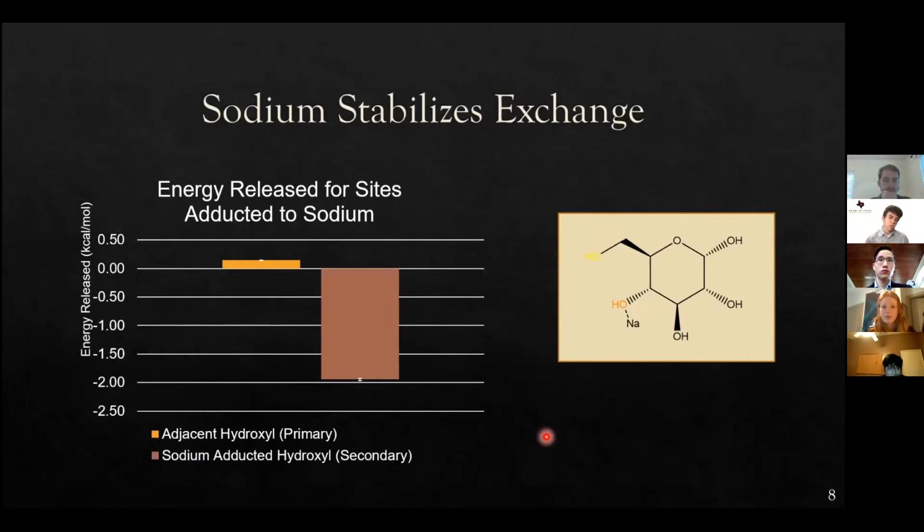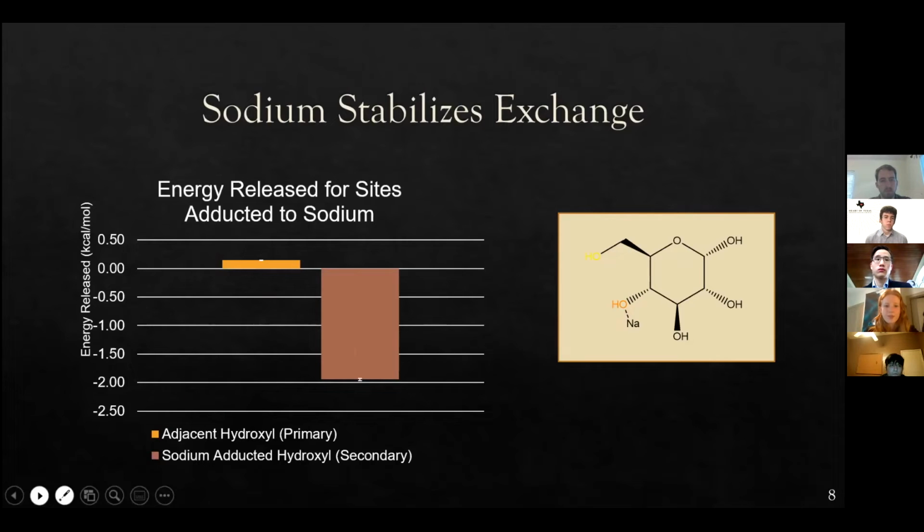The next thing we wanted to do was to explore the effect of a sodium adduct. This image demonstrates that we have this sodium adduct on this secondary hydroxyl here on our model sugar, beta glucose. We saw that this secondary hydroxyl was a much more exothermic exchange as compared to this primary hydroxyl. In fact, this primary hydroxyl actually shows endothermic exchange, so it's taking up energy in order to get this primary hydroxyl to exchange when its neighboring hydroxyl is adducted to a sodium. So from that, we learned that we had an effect both of the sodium itself adducting to the hydroxyl, but also to the hydroxyl's location.